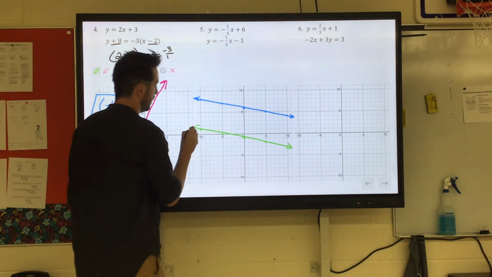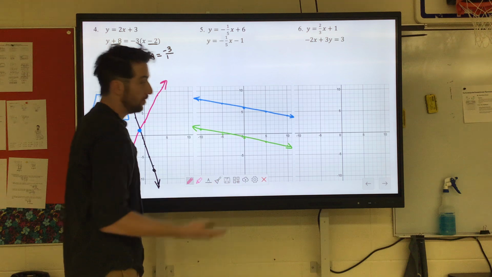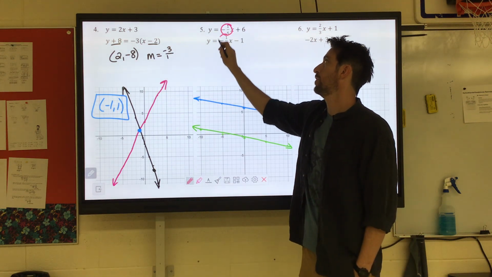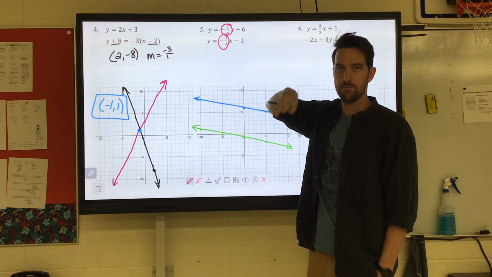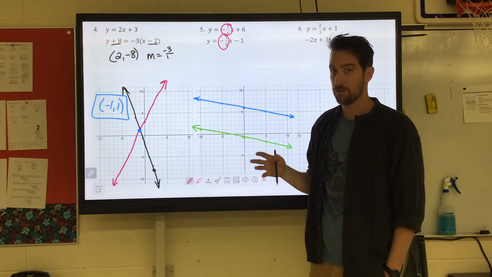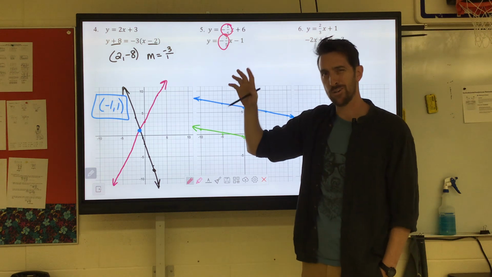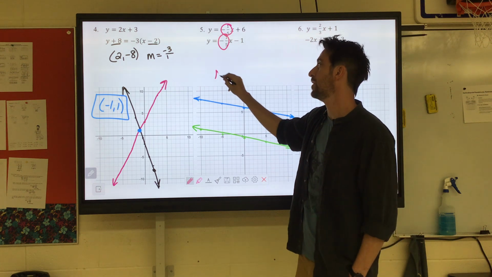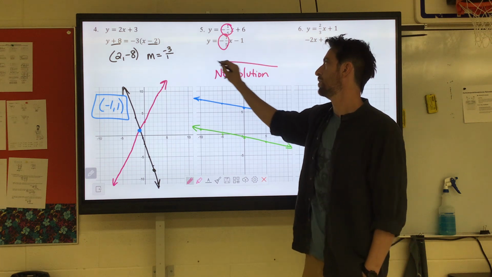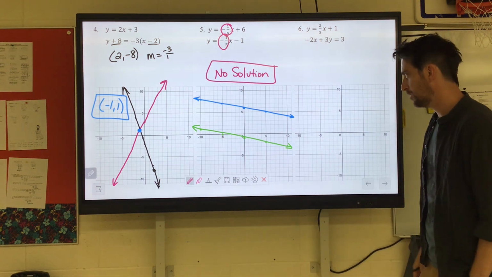Our solutions to these problems are, where do these lines intersect each other? These don't intersect each other. And the reason is because they have the exact same slope, but they have different y-intercepts, different starting places. So they will never cross. Those are called parallel lines. If they never cross, this is one of those special cases where we say no solution. There's nothing you could put in for x and y that work in both equations.